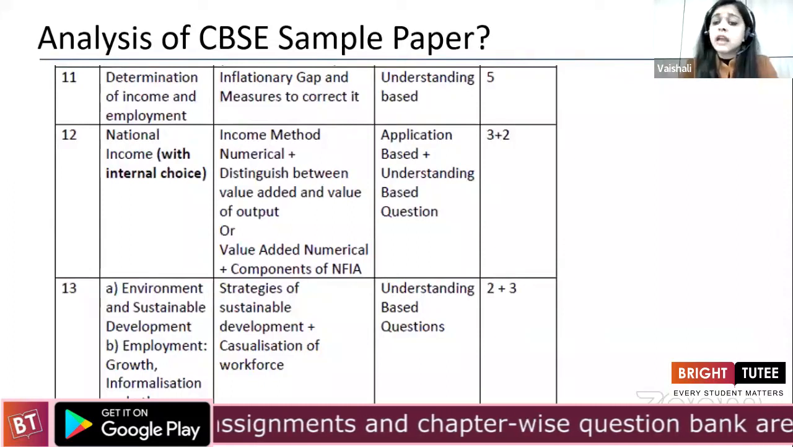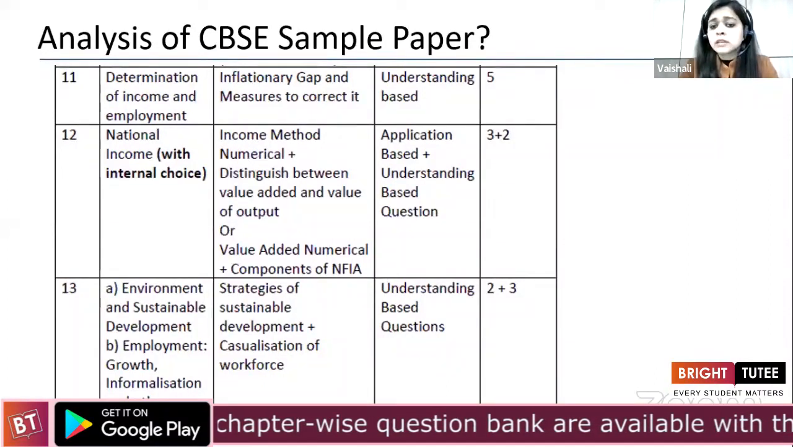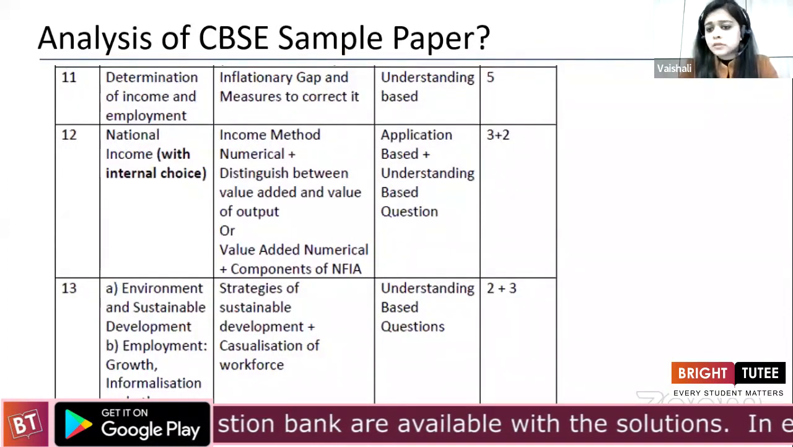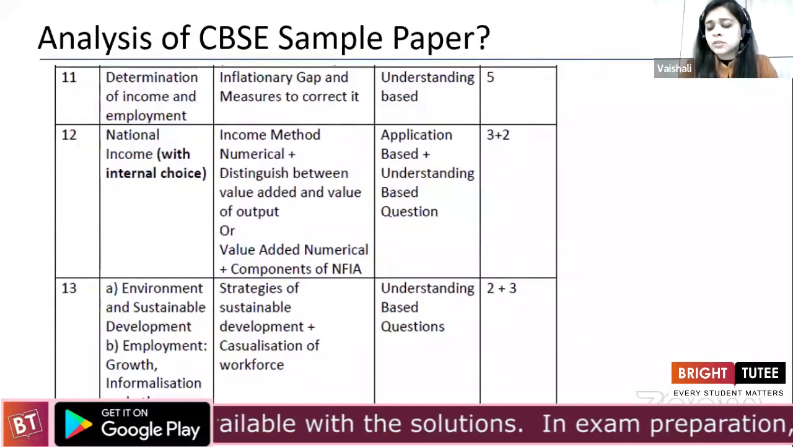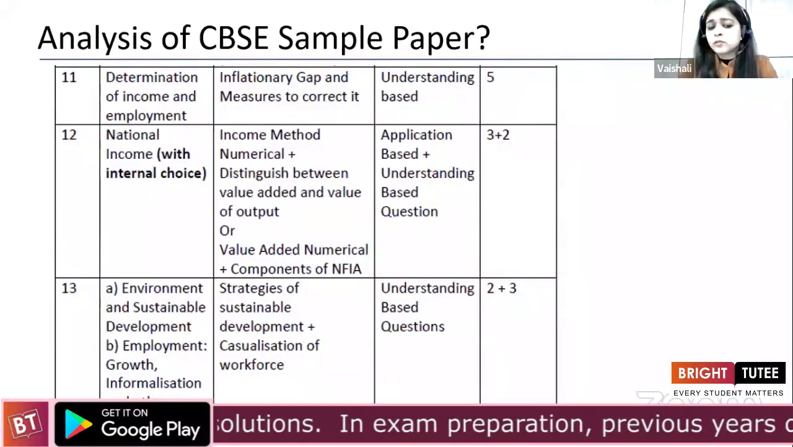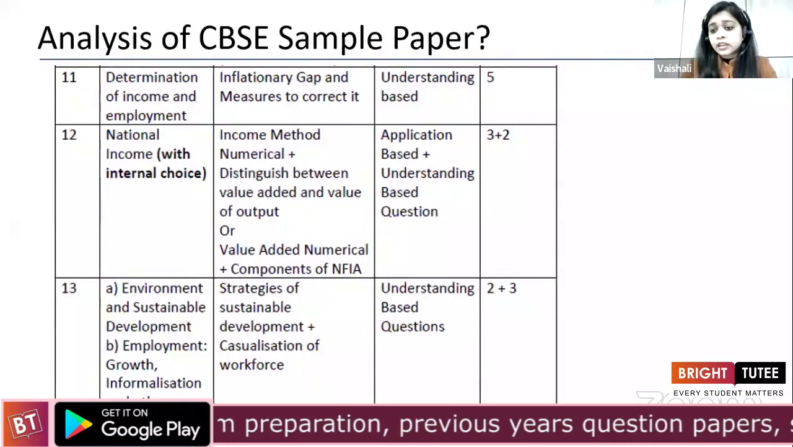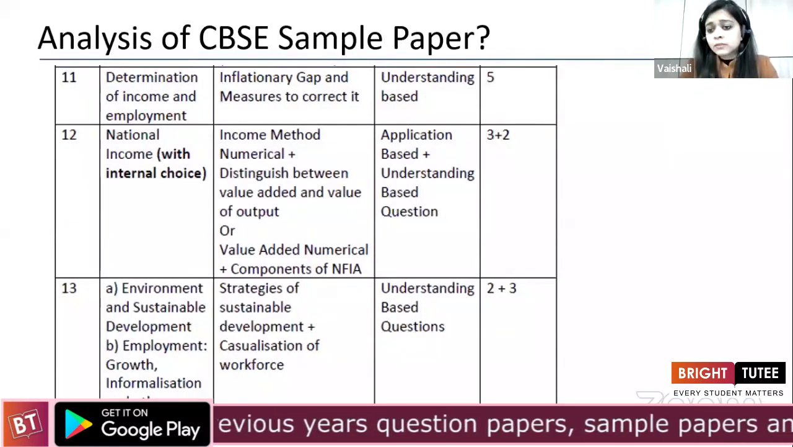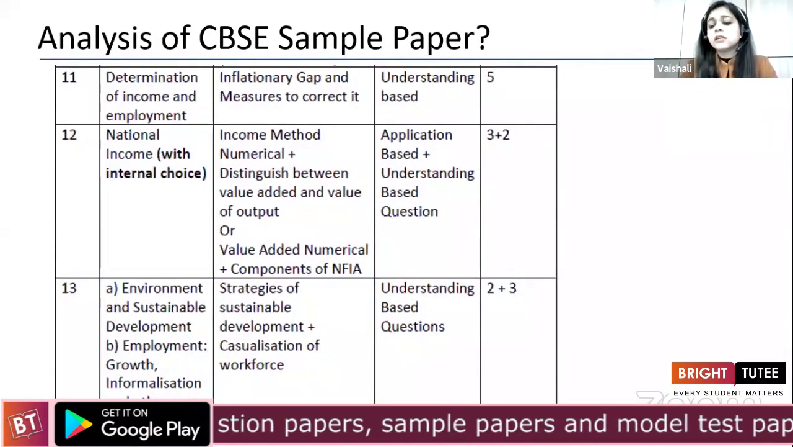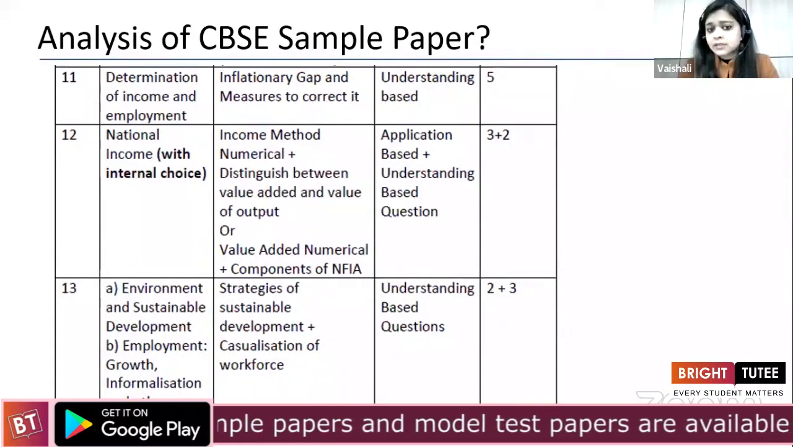Then we have national income. Again, question number 12 was internal choice. And this question was having 2 parts. The first part, A part, was of 3 marks and B part was of 2 marks. Now, it is not mandatory that all the papers will be this only. But yes, we are expecting that the pattern will be followed as this.